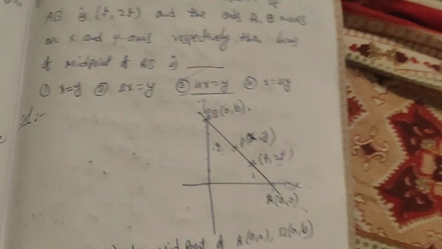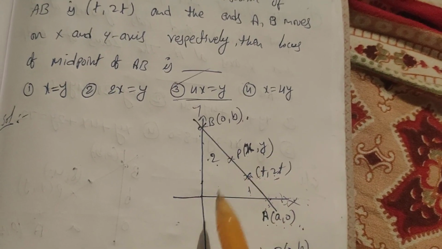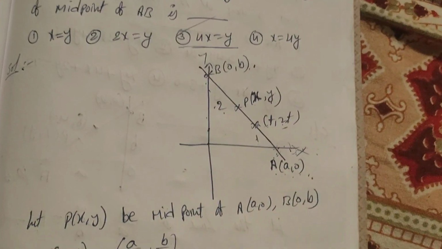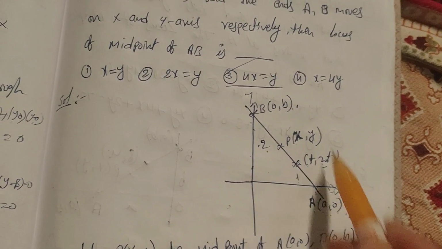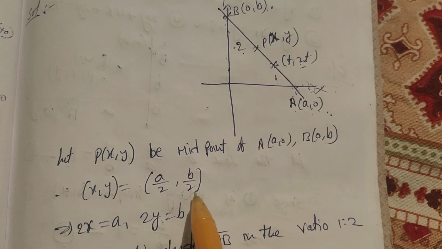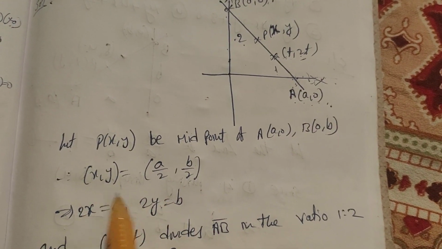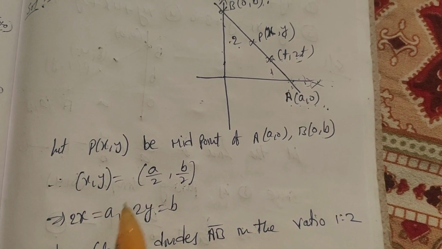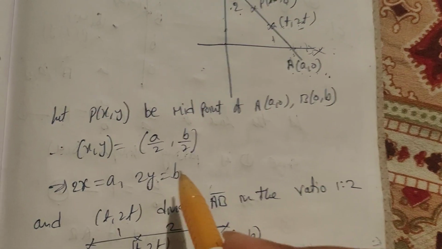So first condition, let P(x, y) be the midpoint of AB. Midpoint of AB means (x, y) is equal to ((a + 0)/2, (0 + b)/2). So (a + 0)/2 is a/2, (0 + b)/2 is b/2. This implies, equating corresponding coordinates, x is equal to a/2, transposing the 2 this side, 2x is equal to a. y is equal to b/2, so 2y is equal to b.